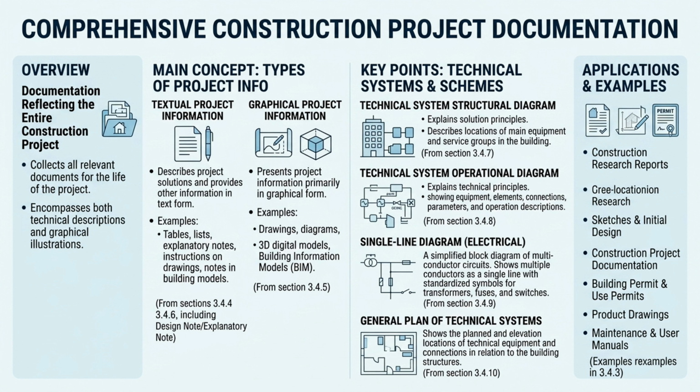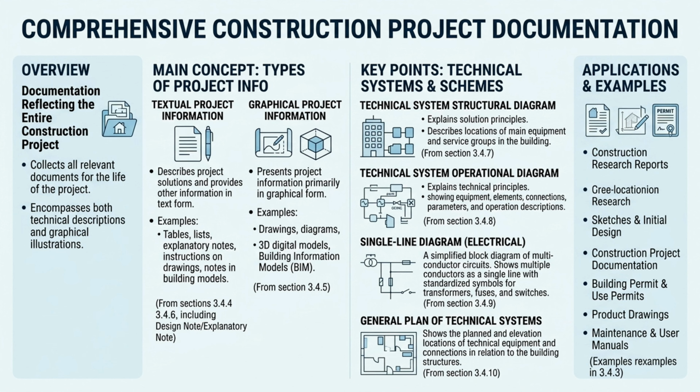When detailing technical systems within the construction project, several specific diagram types are used. The technical system structure diagram explains the main solution principles and shows where the major equipment and service groups are located within the building. This is essential for understanding how technical systems interact within the spaces they serve.